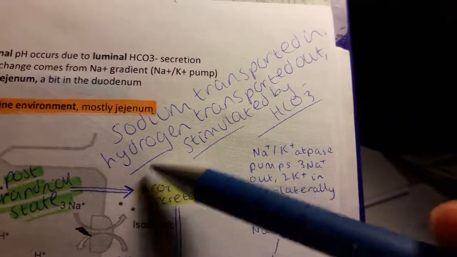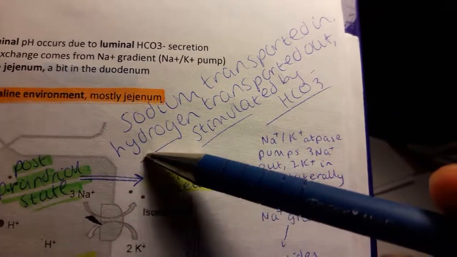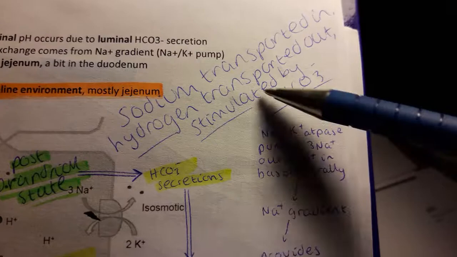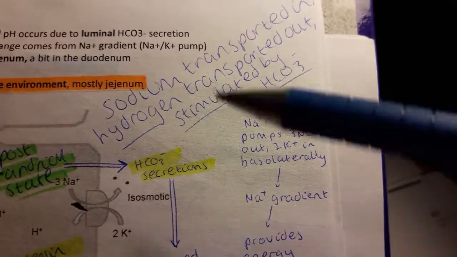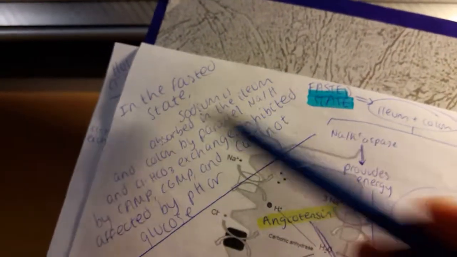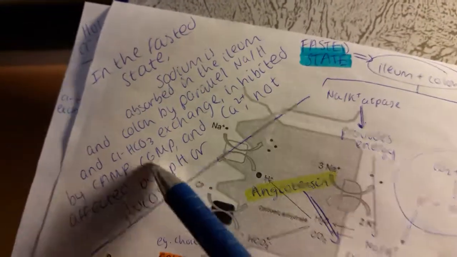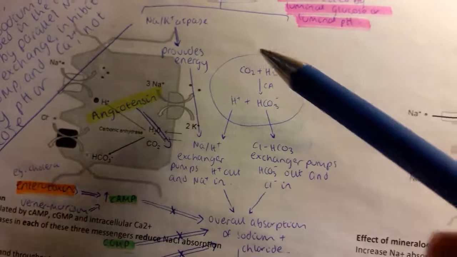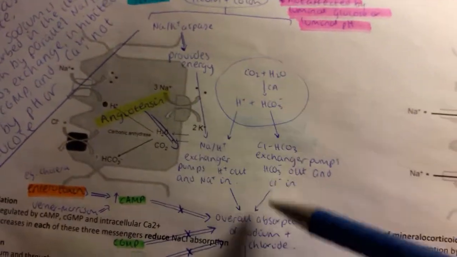Sodium is also transported in via the sodium-hydrogen exchanger mechanism. So the hydrogen goes out, the sodium comes in, and this is stimulated by bicarbonate, because you want to neutralize the bicarbonate by secreting the acid. And those 2 mechanisms are in the fed state, whereas in the fasted state, the sodium is absorbed in the ileum and colon by parallel sodium-hydrogen and chloride-bicarbonate exchange. As shown here, the bicarbonate and hydrogen come from the carbonic anhydrase reaction.